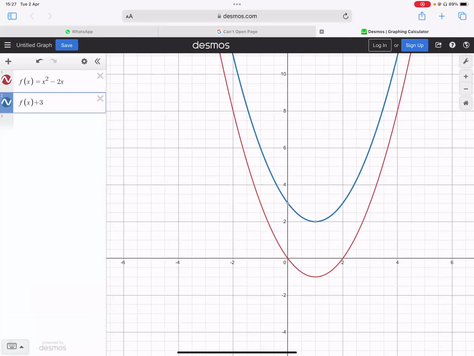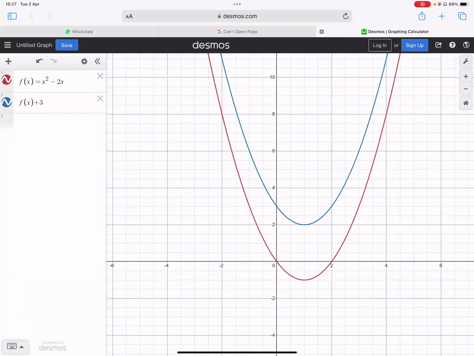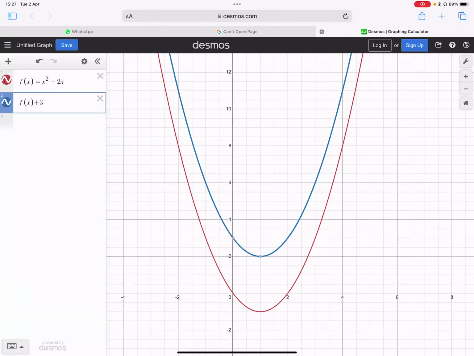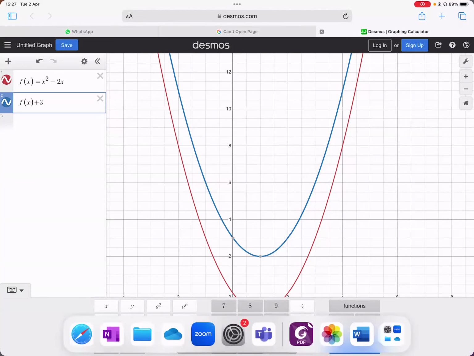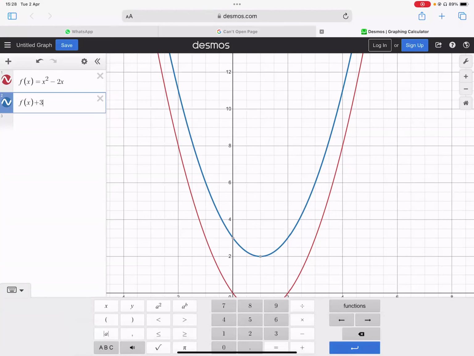So the graph is going to look like this. You see this blue graph, this is the transformed graph. Every point on the graph has moved 3 units up. Okay? That's called vertical translation. The graph is moved 3 units up in this case. Make sense? So what type of transformation is this? This is translation. f of x plus 3, we are moving 3 units up.